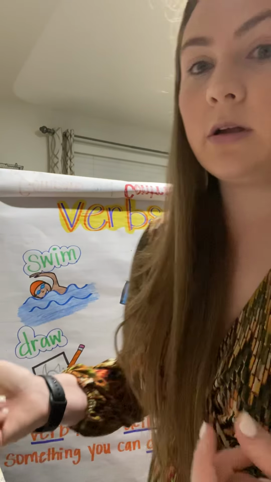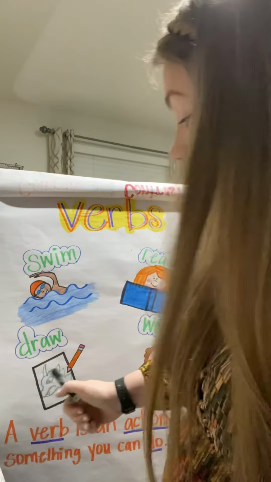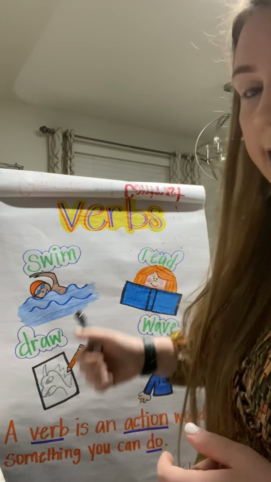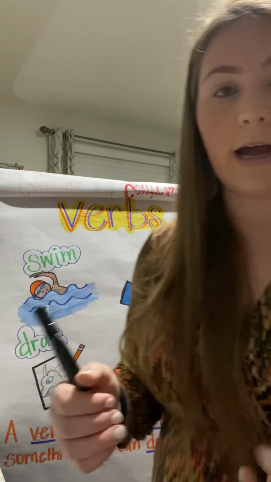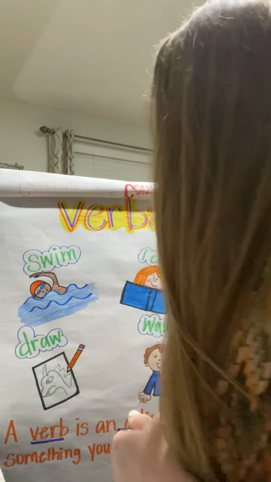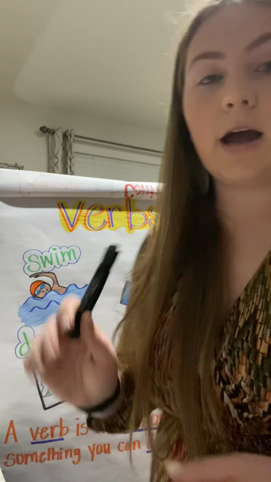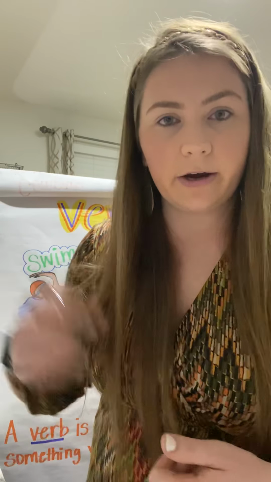Draw. I draw dinosaurs. Read. I love to read. I read really well. Waving. I wave hello to my friends. Something like that. It could be anything. We came up with lots of them on our Vicky Verb anchor chart, but I just wanted to give you guys some ideas to come up with so that you're not feeling lost.